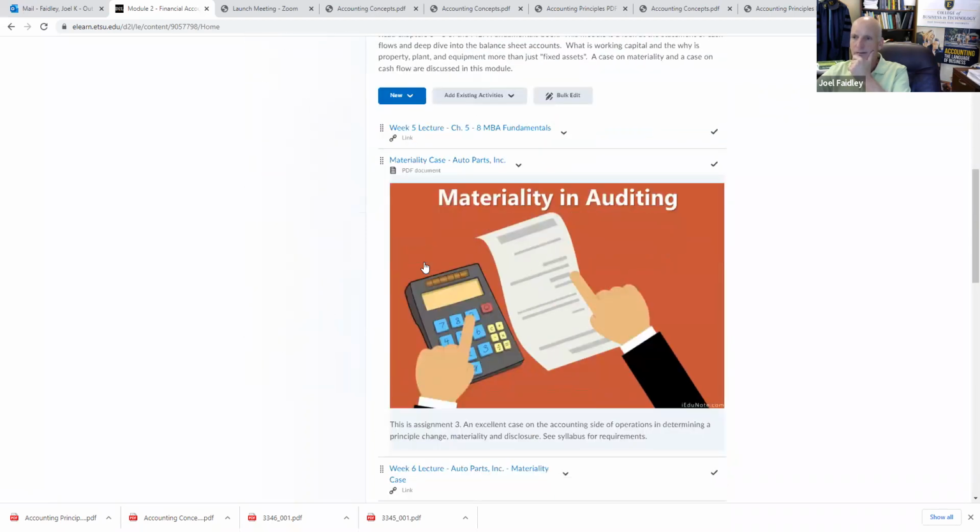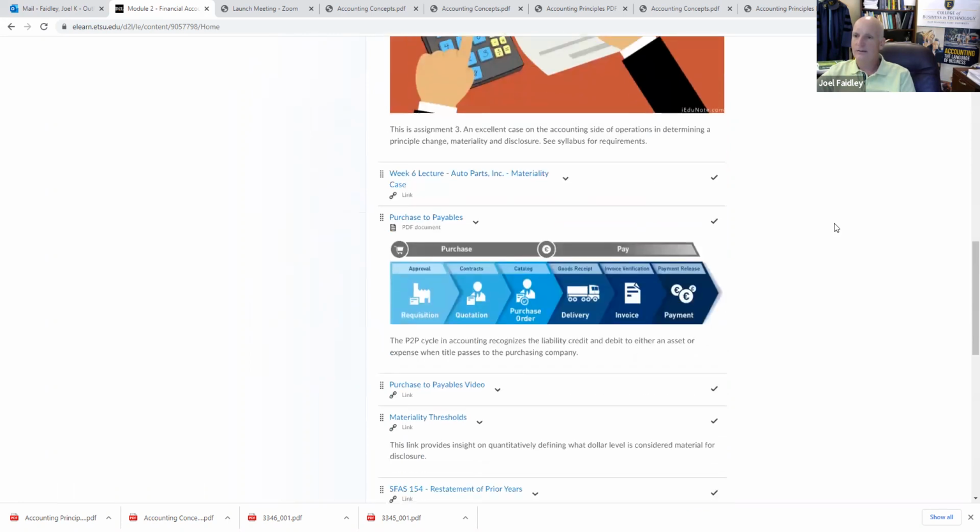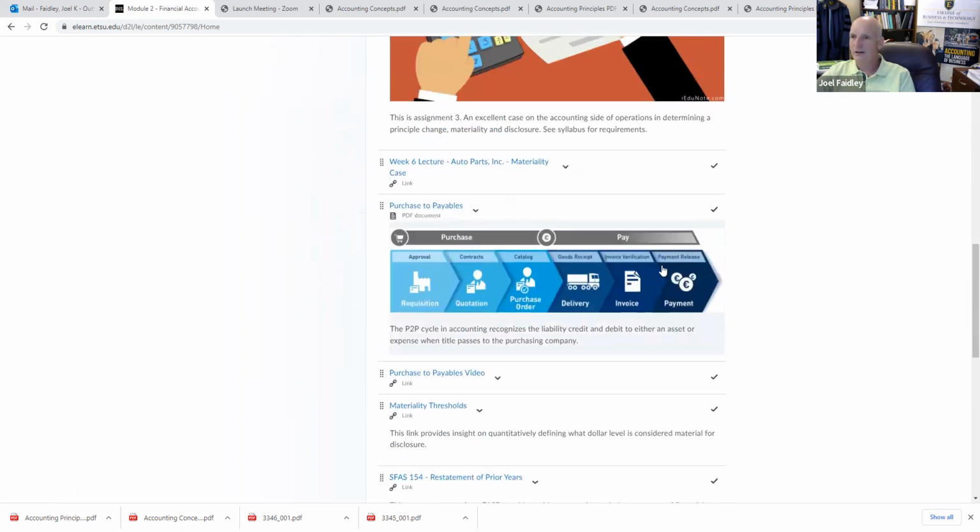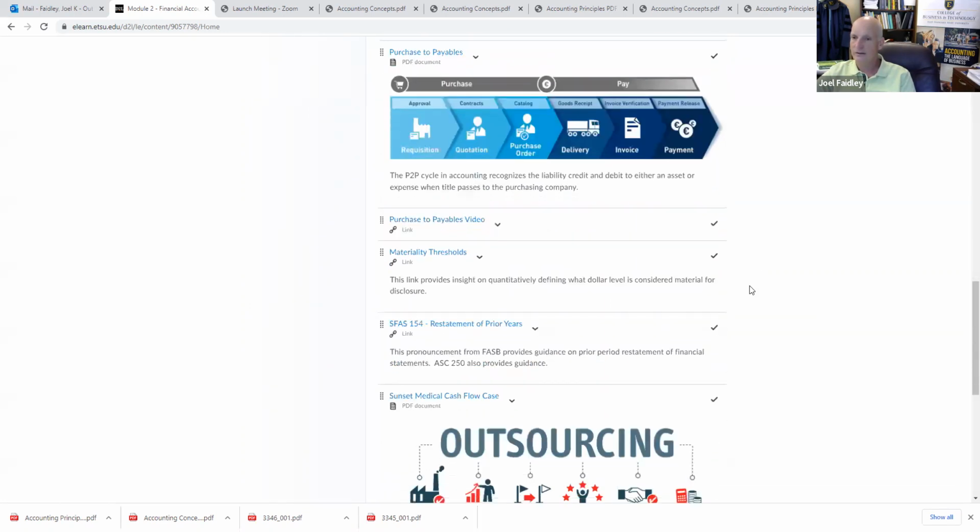The second module has to do with materiality and auditing. It's the auto parts case of a company considering whether or not they should expense spare parts purchases or put them on the books as an inventory, and then expense them as they are actually used. So that's the third case. We even go into the purchase to payable cycle, something that those of you who work in procurement and supply chain logistics will find interesting.